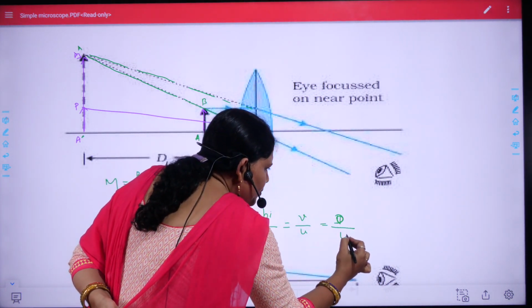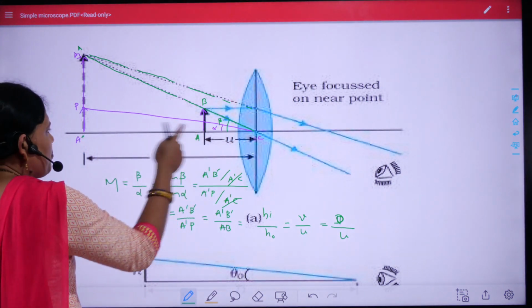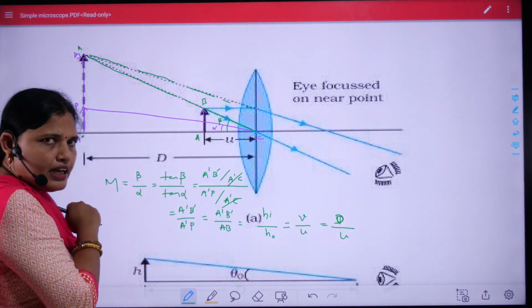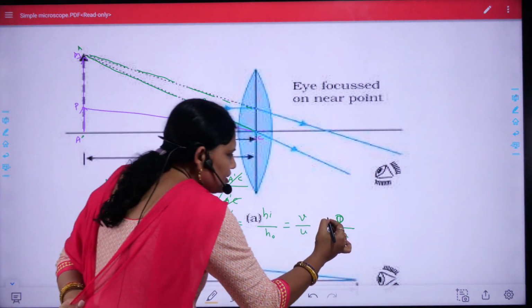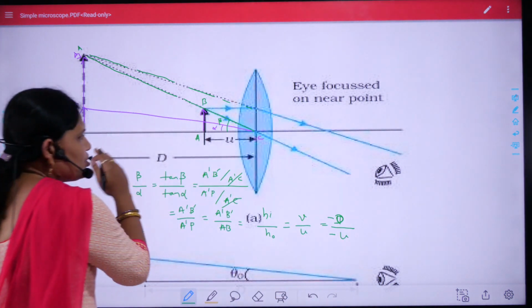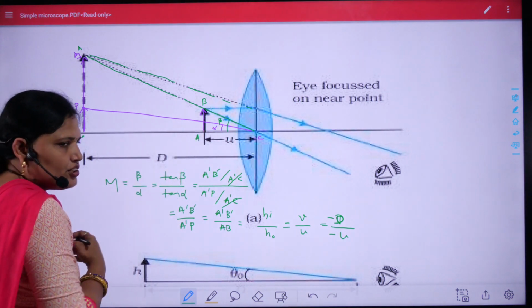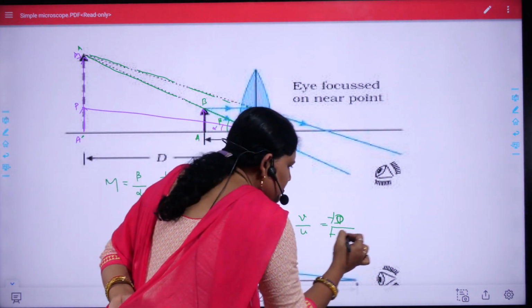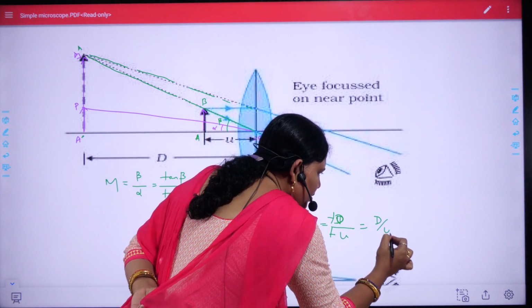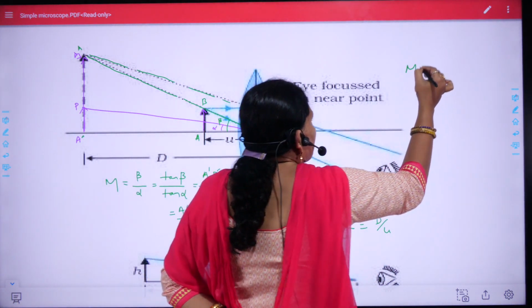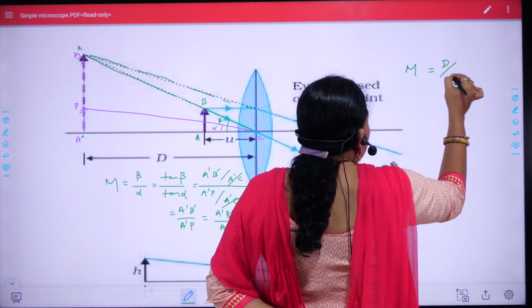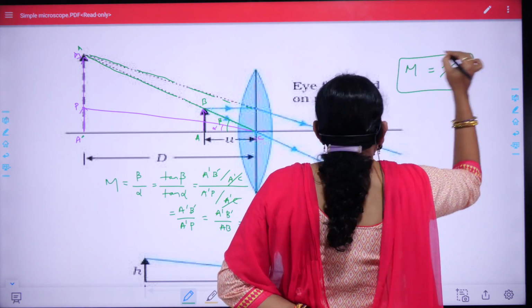In place of u, let me put u. Now both are to the left side of the lens, so we have to use the sign convention. So d is minus d, divided by u, which is also minus u, because the object is also to the left side. So minus minus cancel, and this is nothing but d by u. Now what we got? The formula for the magnifying power is d by u. This is very, very important.